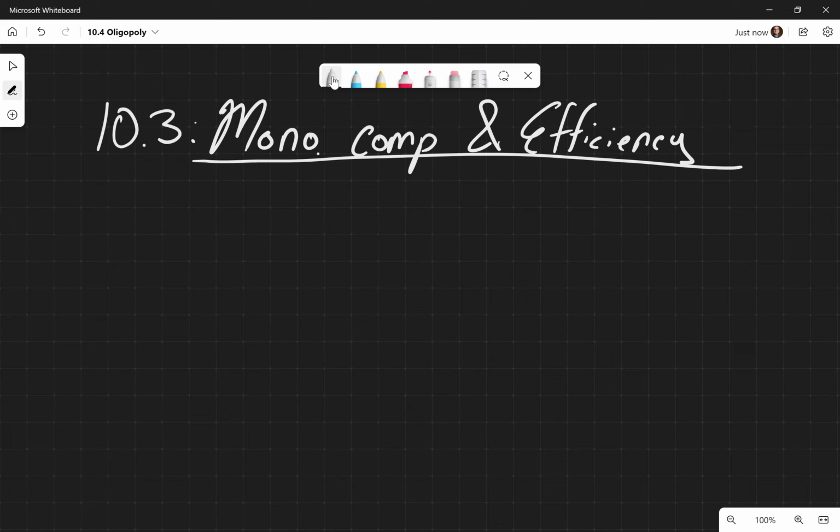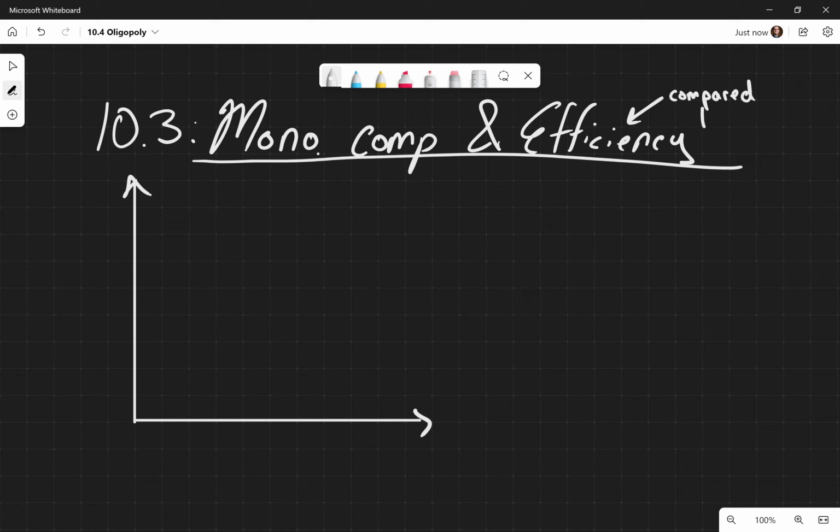Real quick, before we jump into 10.4 oligopoly, I just want to talk about the differences between monopolistic competition and perfect competition. Your book and other books are constantly going to have you compare the outcomes to the perfectly competitive outcome, okay? So when it talks about efficiency, it's essentially comparing to the perfectly competitive outcome, right?